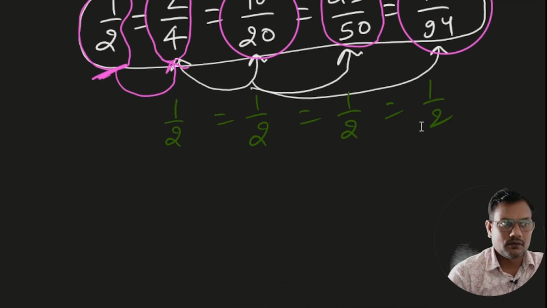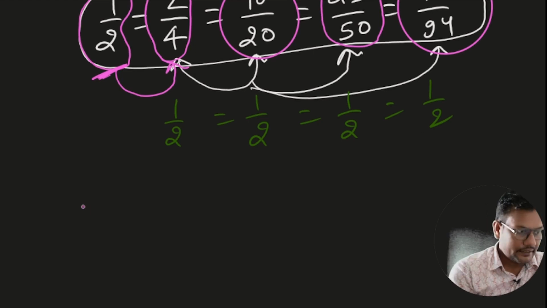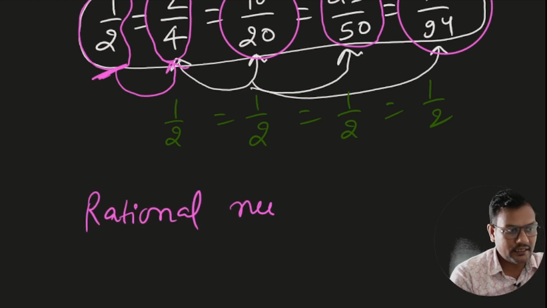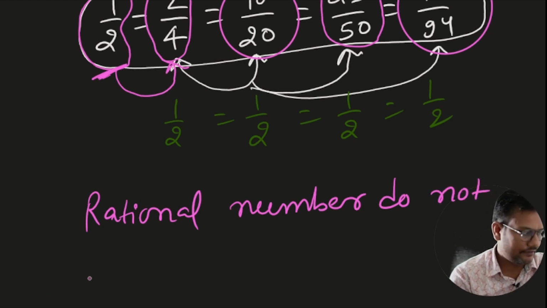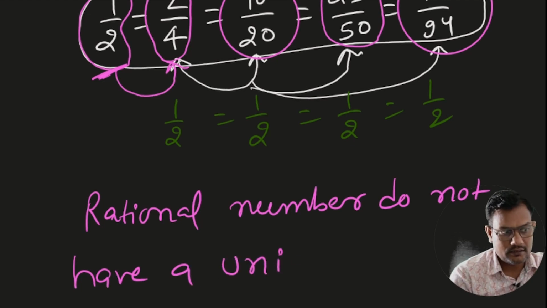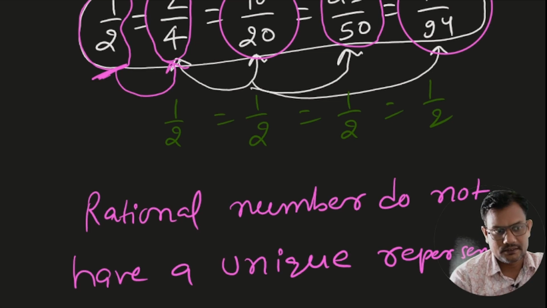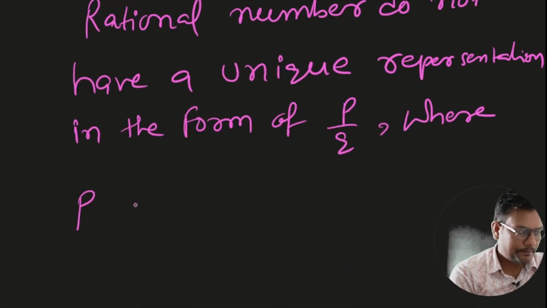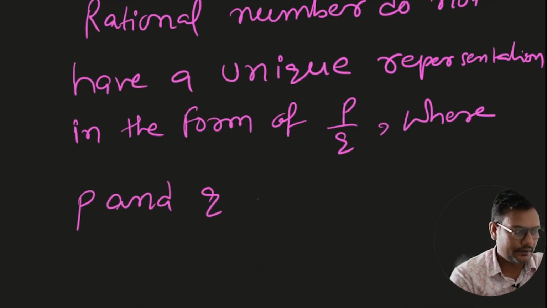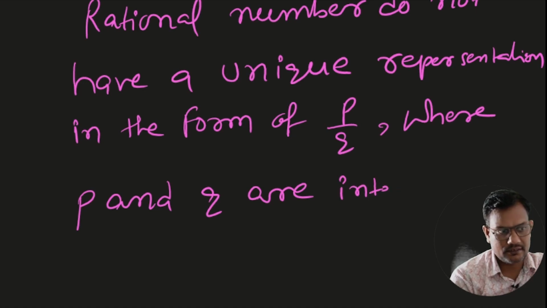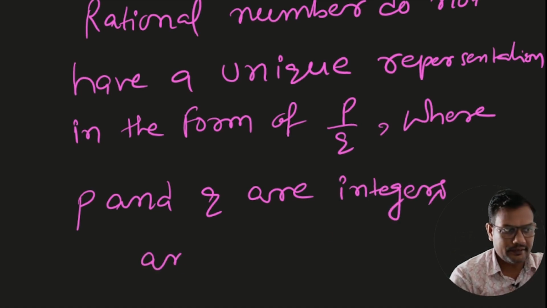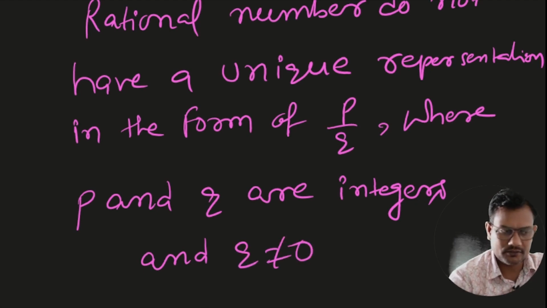So what we observed here is that rational numbers do not have a unique representation in the form of p by q, where p and q are integers, right? And q is not equal to 0, right?